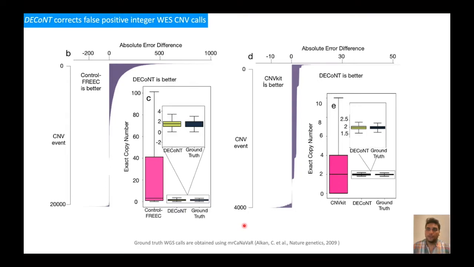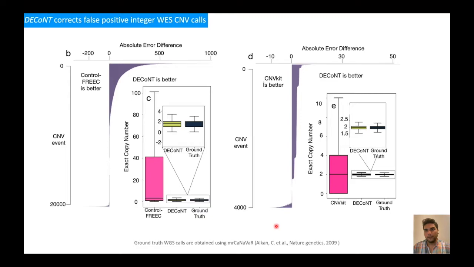As for the tools which output integer copy number values, namely Control-FREEC and CNVkit, we evaluate their performance against absolute error. For Control-FREEC, we consider around 20,000 CMV events, and DCONT improves the absolute error in 74% of the test samples, for an average absolute error improvement of around 47%. And DCONT deteriorates the performance in around 25% of the test samples, for an average absolute error deterioration of only 1.2.